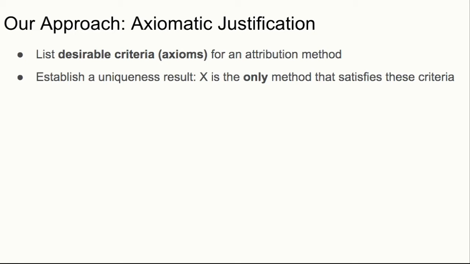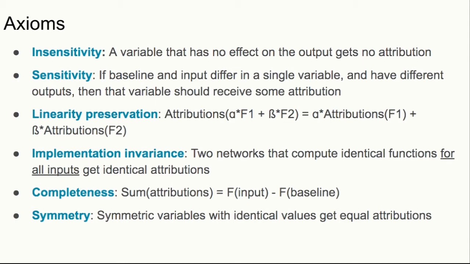So here are the axioms. There are six axioms. The first one is insensitivity. If a feature is irrelevant to the prediction, so if f of x1 through xn has an xi that f is independent of, then it should get no attribution. Sensitivity: all else equal, if I change this feature and the prediction changes, it should get some attribution.